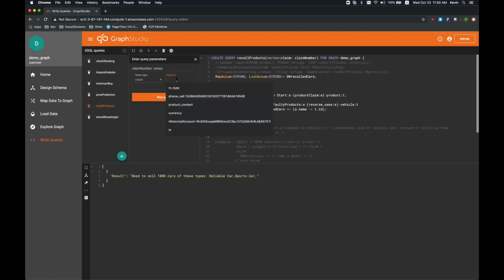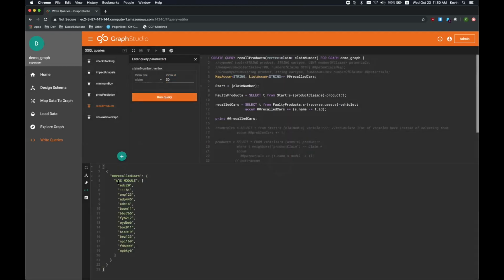We're going to run on this small data set, let's say claim ID of 30. And what it will do is show you the product that is the topic of the claim, and the vehicles that are related to this claim. So all these vehicles also use the ABS module, which is probably a big deal if you have a recall for that. So you probably want to take it into a shop.